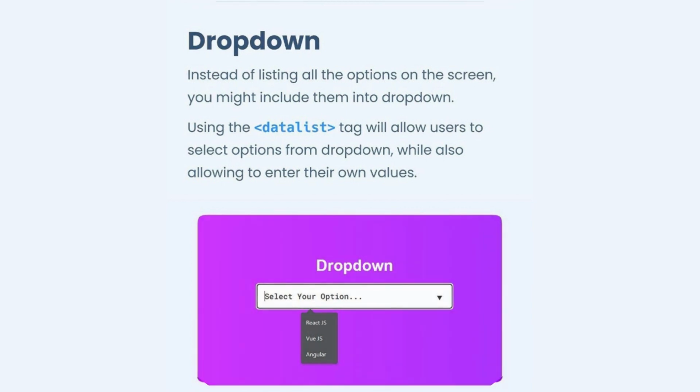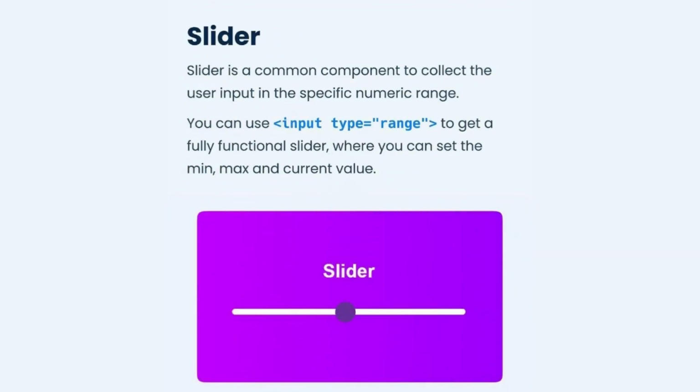Slider. A slider is a common component to collect the user input in a specific numeric range. You can use input type range to get a fully functional slider, where you can set the min, max, and current value.